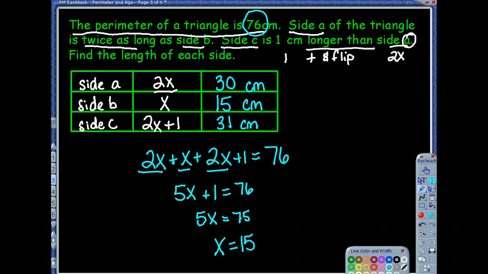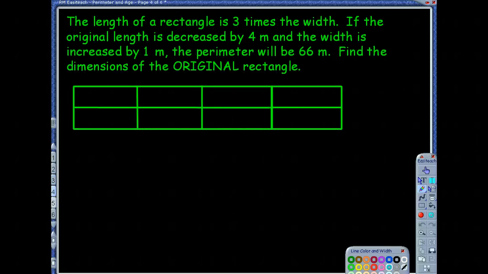To check this one, we could just add all these together, and because a triangle is just the 3 sides, these 3 together should equal our 76, which they do.